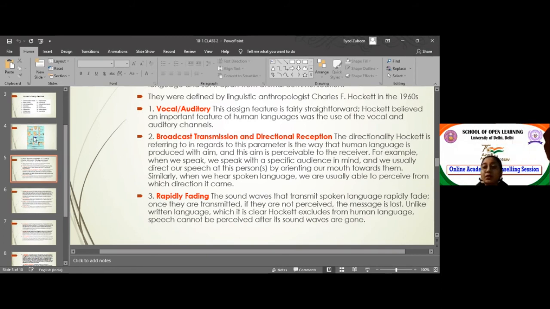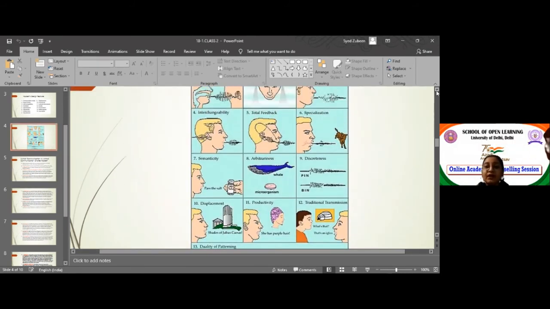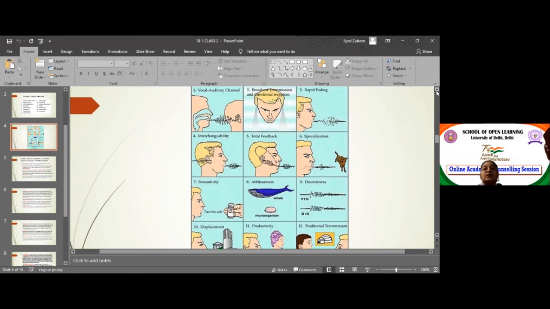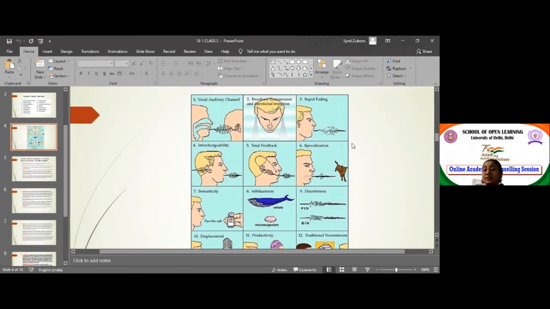It slowly goes away. All right, so here you can see in the diagram, they have shown rapid fading: once the word has escaped the mouth, the noise or the sound, the vibrations soon disappear in the air, right?